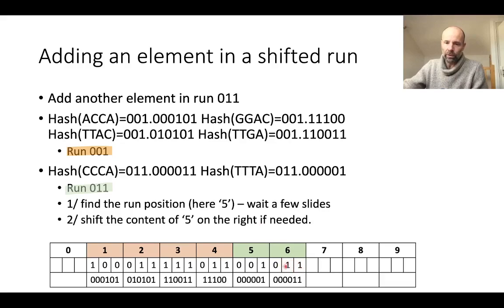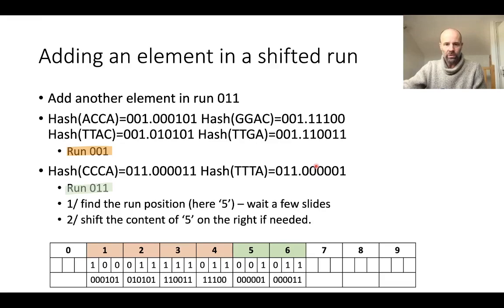So I have the same code here, 0, 1, 1, as the one I had here before. And I store here the remainder that should be 0, 0, 0, 0, 1. I put my remainder here in order to conserve my ordering of remainders inside this run. So now I have 2 runs in my quotient filter.